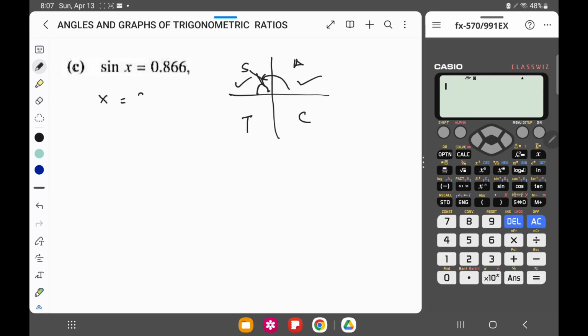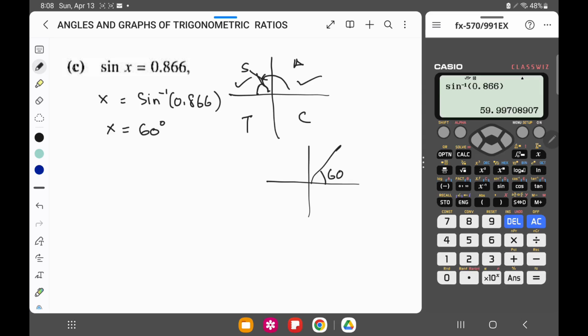x will be equal to sine inverse 0.866. So just find out: shift sine inverse 0.866. The basic angle is equal to 59.99, so that's the same number, 60 degrees. So x will be equal to 60 degrees, wherever the sine is positive. All right. Now it is in the second quadrant also.